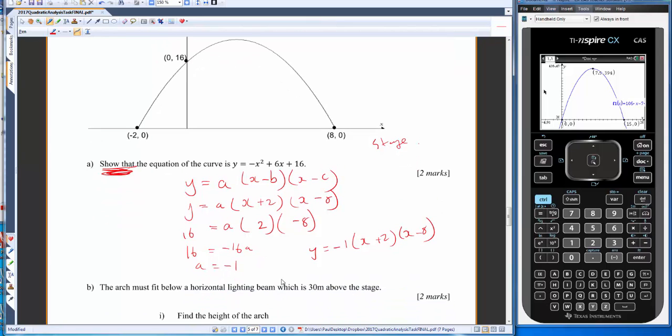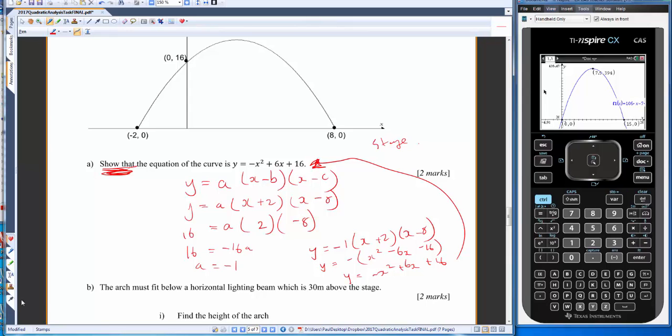Alright. Now the finishing touch is we're going to show how that and that are the same thing. y equals negative x squared plus 2x take 8x is negative 6x take 16. All of these values are negated, so it's y equals negative x squared plus 6x plus 16. That's convenient. That's what that is.